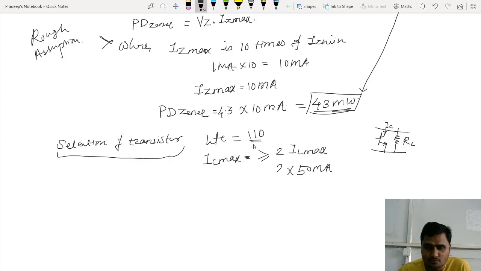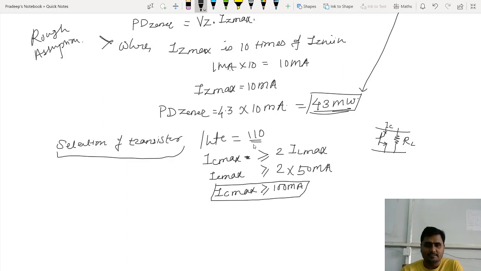Multiply by 2. So collector current should be greater than or equal to 100 milliamperes. That's what the selection says. IC max must be greater than or equal to 100 milliamperes. Look at this, the second constraint I got.